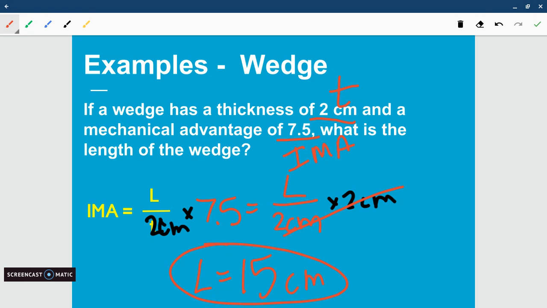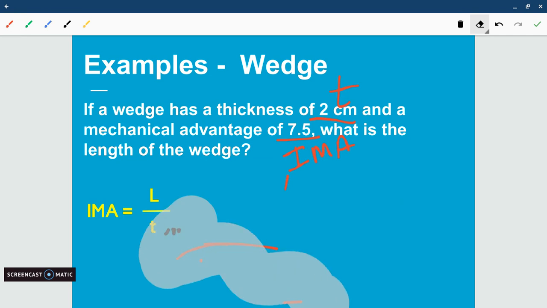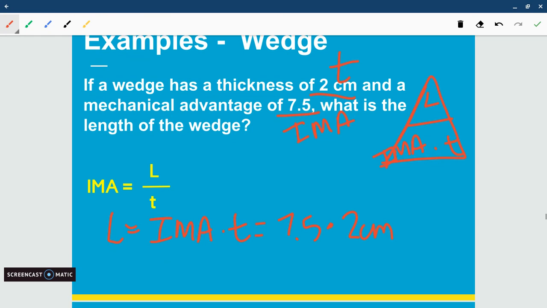If you prefer to use the triangle, let me get my old stuff out of here. The triangle for a wedge, length on the top, IMA and thickness in the bottom. So if you cover up L, you would see that length is equal to IMA times T, which would be 7.5 times 2 centimeters, which, again, is 15 centimeters for the length.